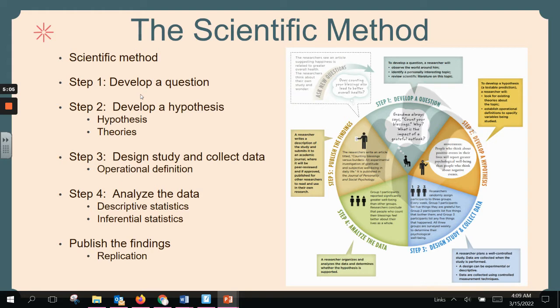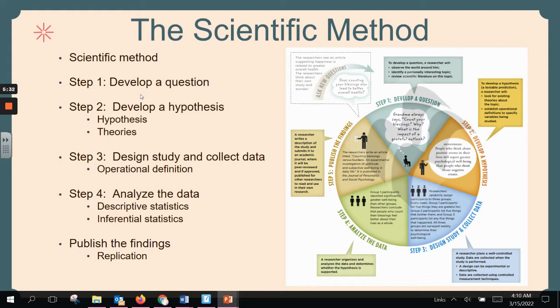Step three is design the study and collect data. So I have to determine which type of experiment is suitable for what I want to find out. I have to carry out the experiment and collect data. So I'm going to say that for mine, I'm going to do a qualitative study, and I'm going to do an interview with the parents, and then I'm also going to have the parents do an interview with their child.